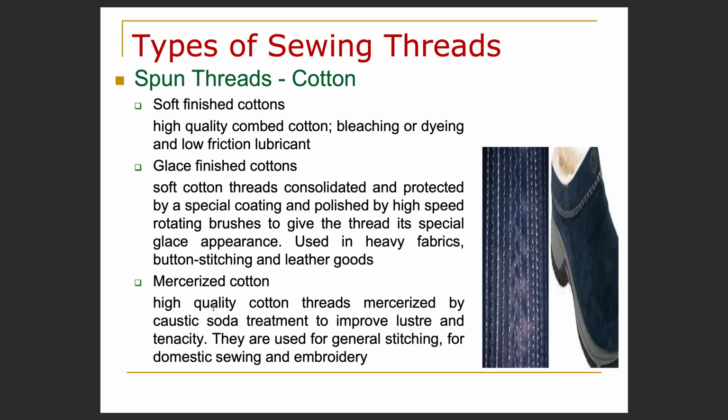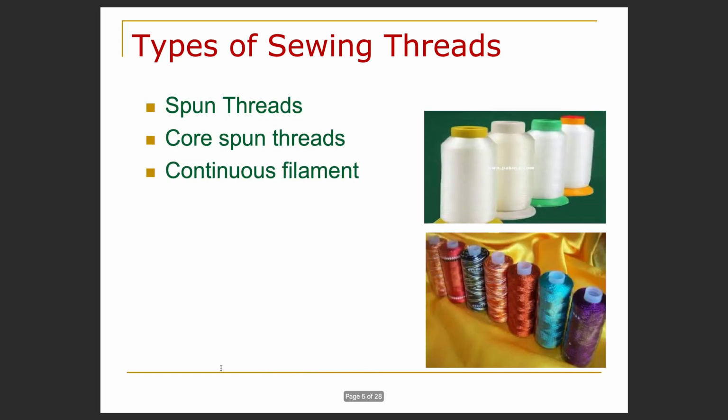Mercerized cotton is high quality cotton thread which is mercerized. Mercerization is a process which is done to improve the luster and tenacity. It is done with caustic soda treatment, and these kinds of mercerized cotton sewing threads are used for general stitching, for domestic sewing, and for embroidery purposes.